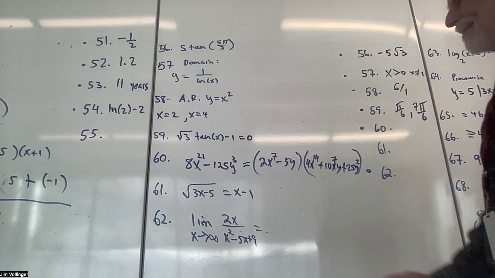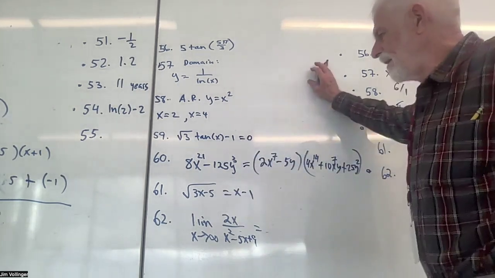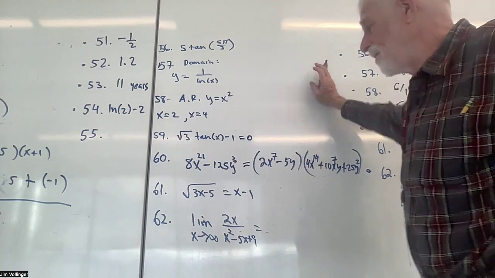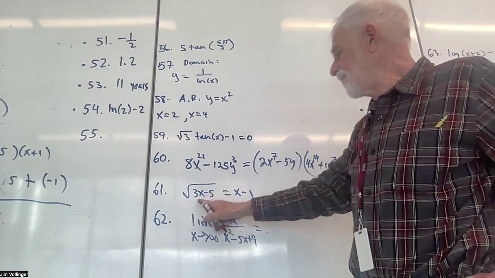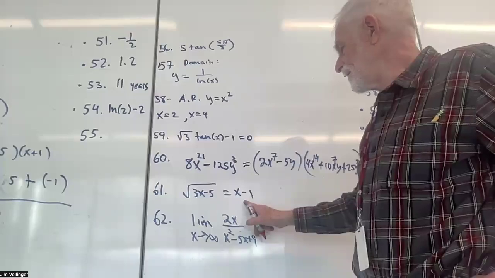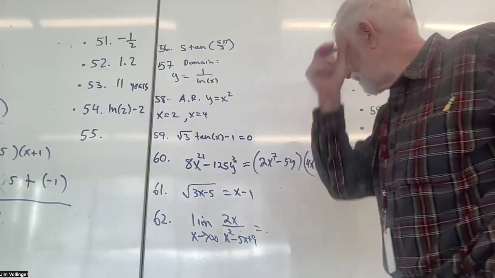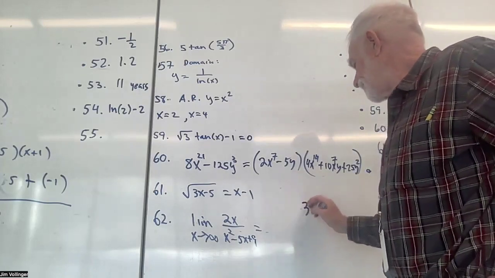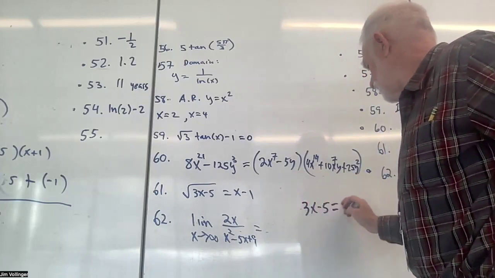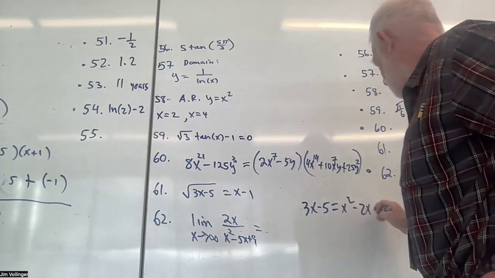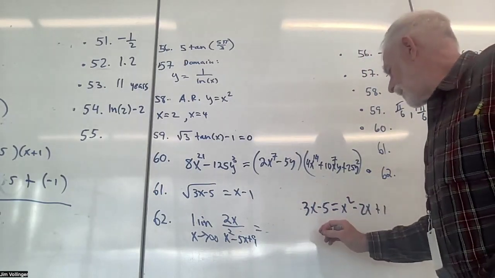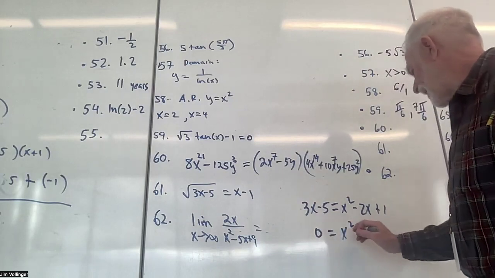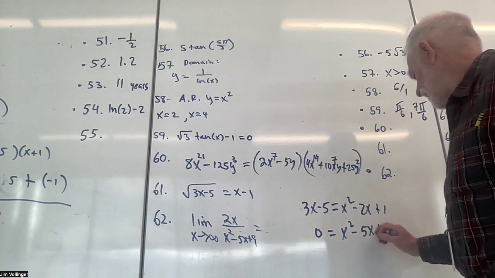All right, 61. Can I do it in my head? We'll try. So that's 5/3. Goes through at 1. No, I've got no idea if there's even a solution to this. 5/3 is to the right of 1. That's the x-intercept. I don't think these things have a solution. Well, let's find out. So 3x minus 5 equals x squared minus 2x plus 1. So therefore, 0 equals x squared minus 5x plus 6.